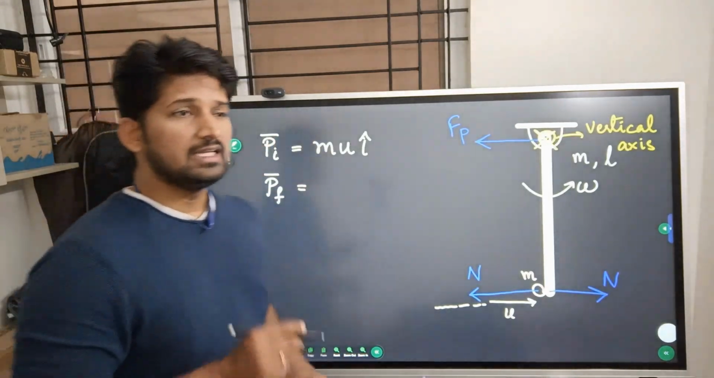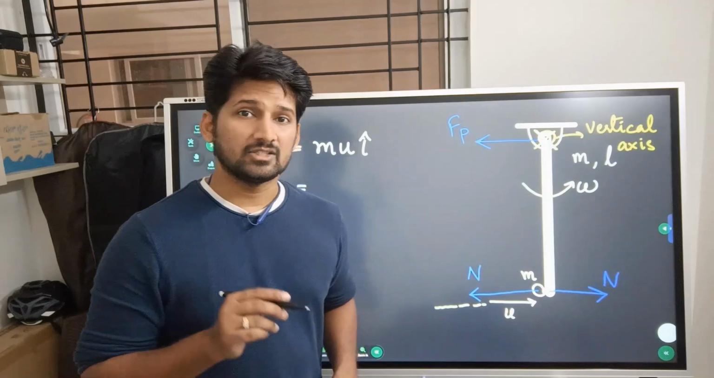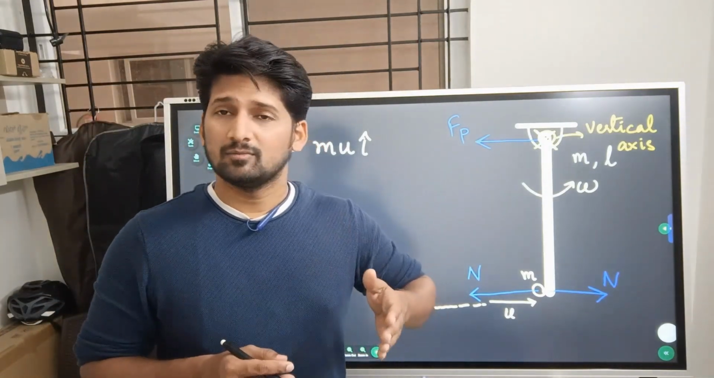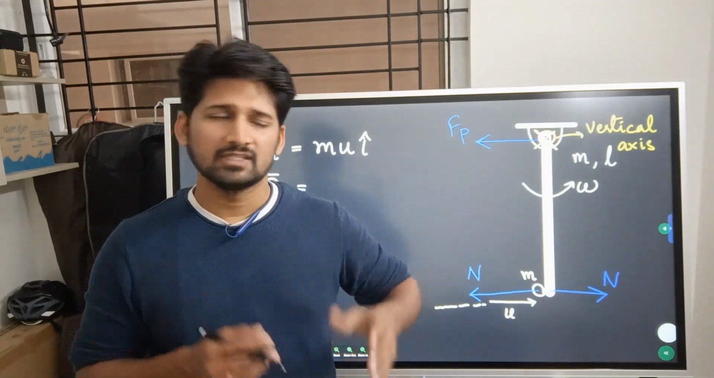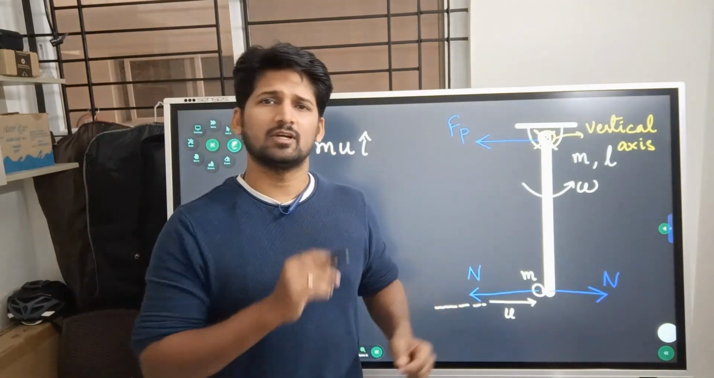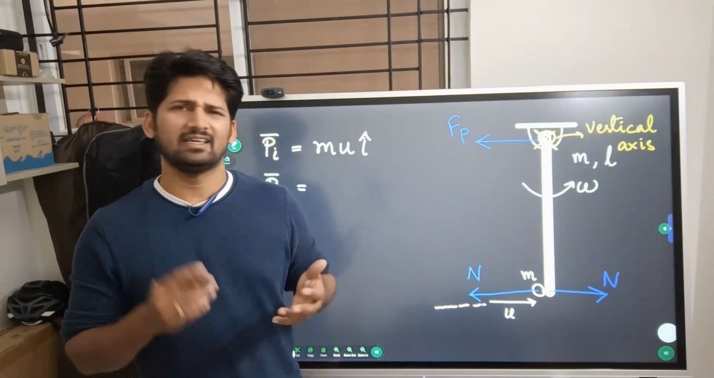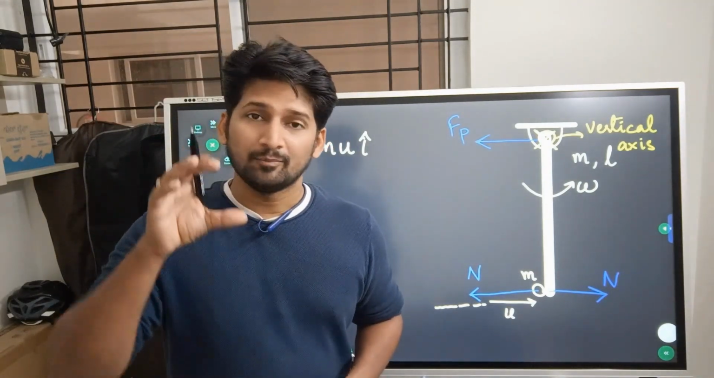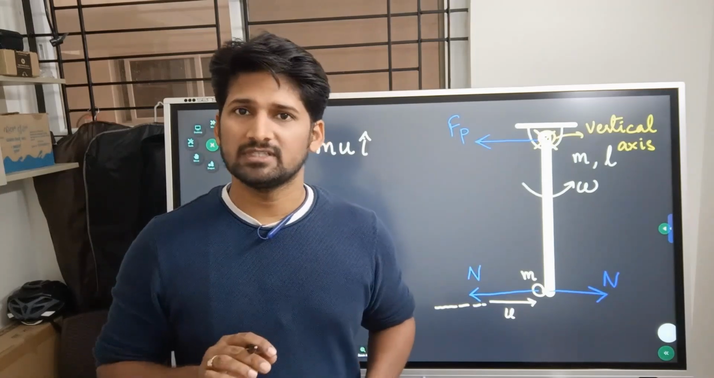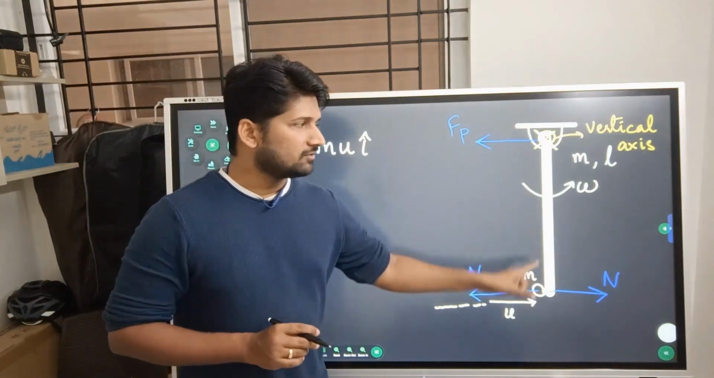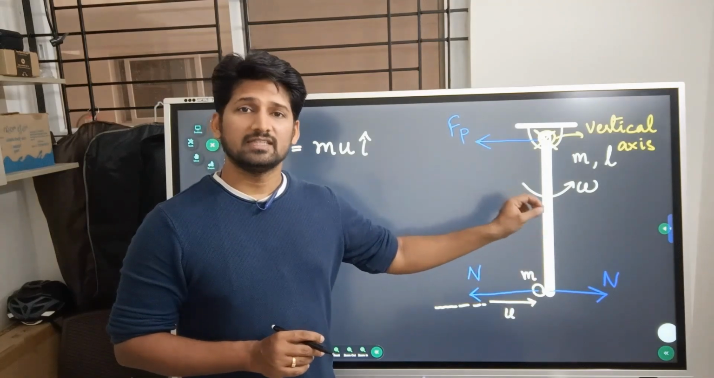The rod is not executing translation; it is executing rotation. How do we express linear momentum of a rotating system? See, whether it's a translating system or a rotating system or a system which executes combined translation and rotation, like the pen in a pen fight, linear momentum can always be expressed as mass of the system multiplied with the velocity of its center of mass. So we need to find out what is the velocity of center of mass of the rod just after collision.